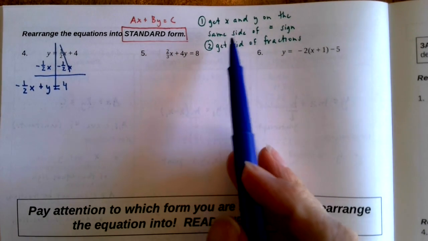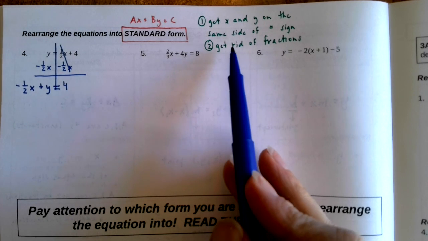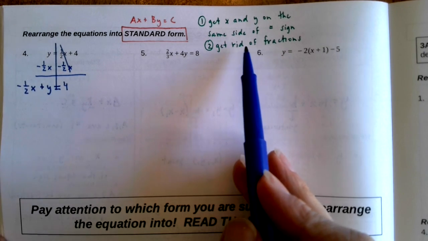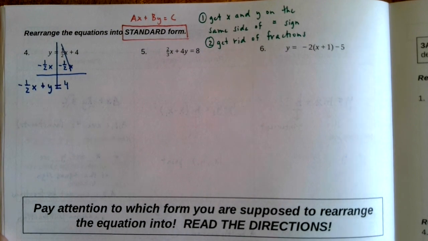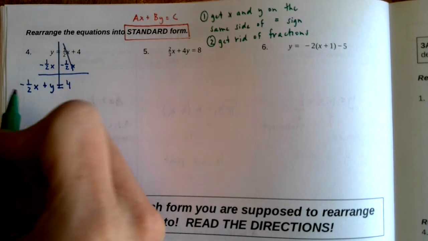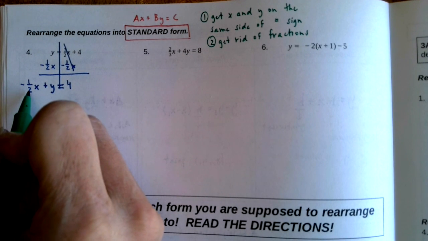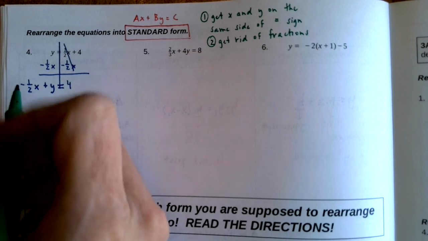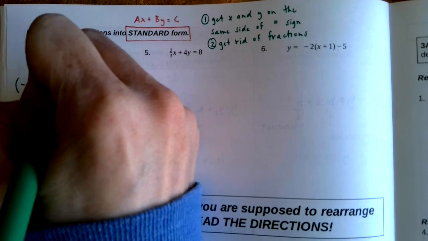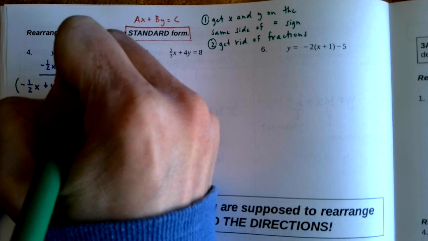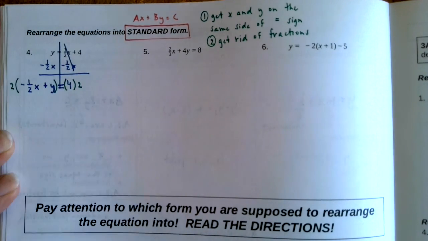So we've done step 1. X and y are on the same side of the equal sign. I just have fractions now. So here's what we need to do. I need to get rid of this 2 here, this negative 1/2. So what I'm going to do is I'm going to multiply by 2. And I need to do that on both sides.